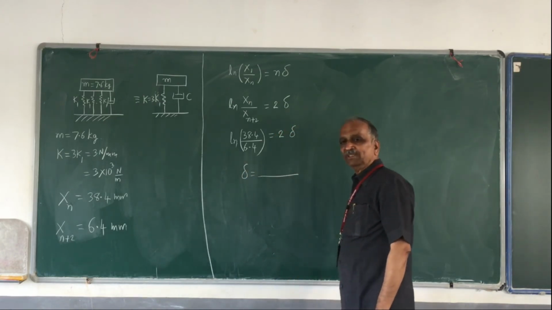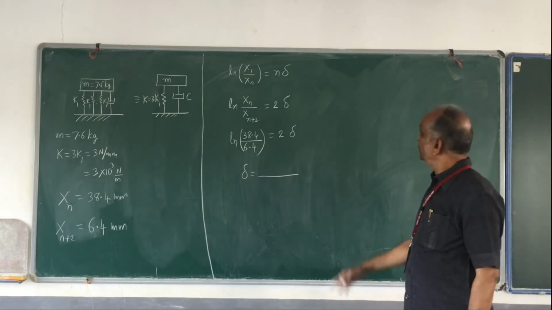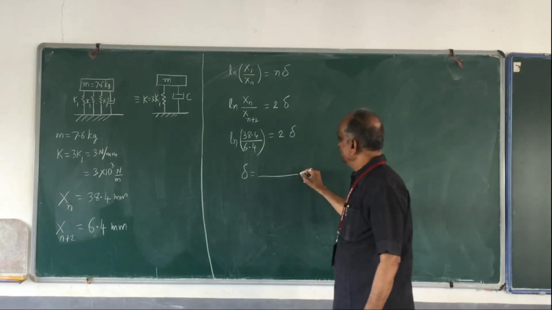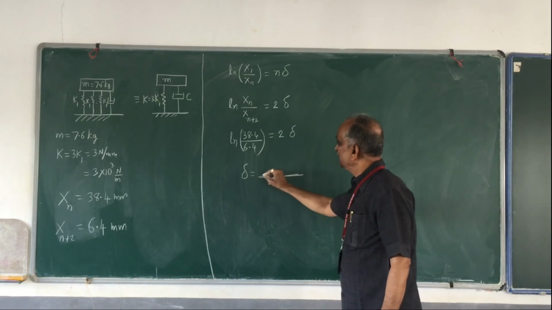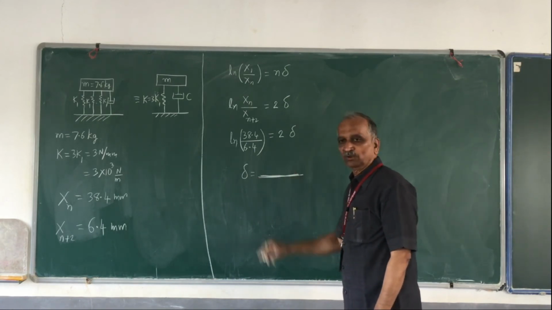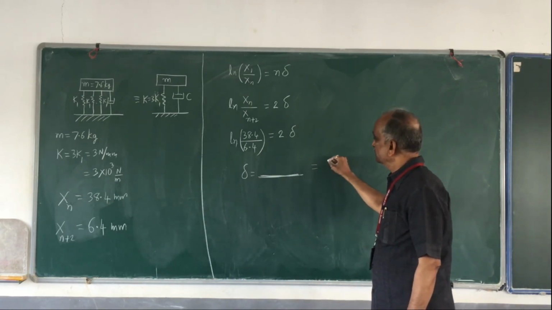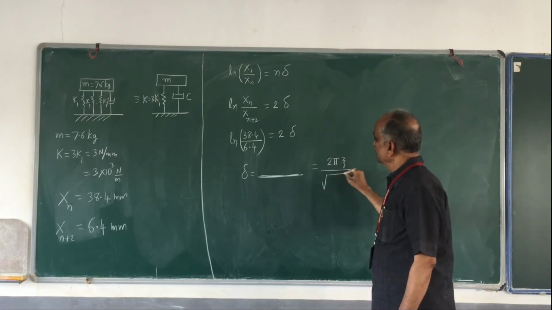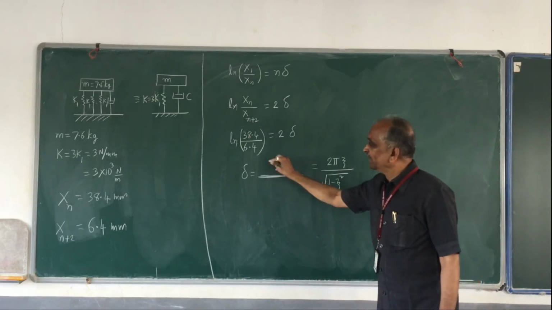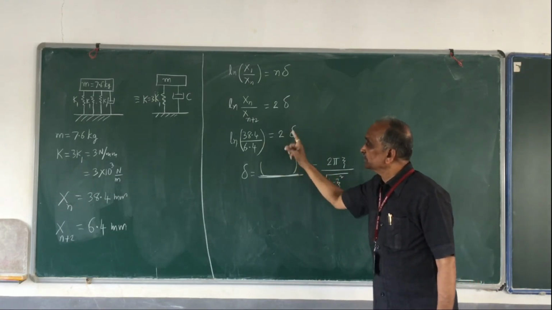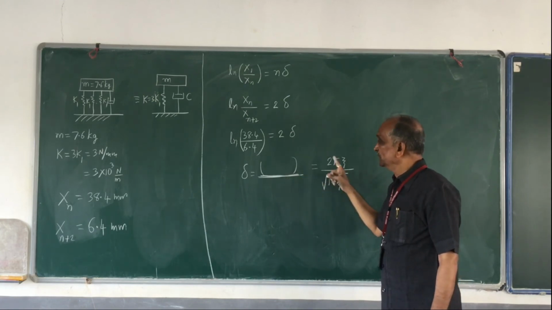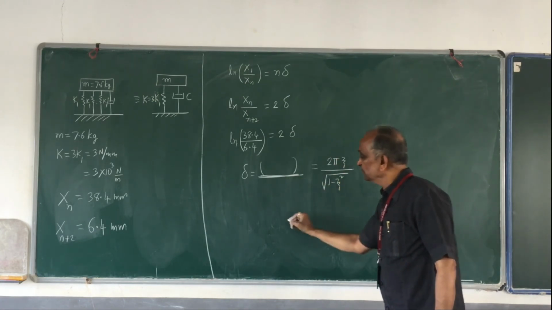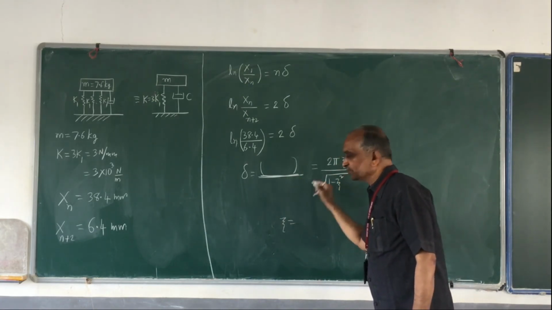So delta doesn't have any dimensions. Delta is 2 pi zeta, you will find out this value. Please remember, this value is known to you. This is equal to 2 pi zeta divided by root of 1 minus zeta square. From this, what do you find out? It will take a few minutes.